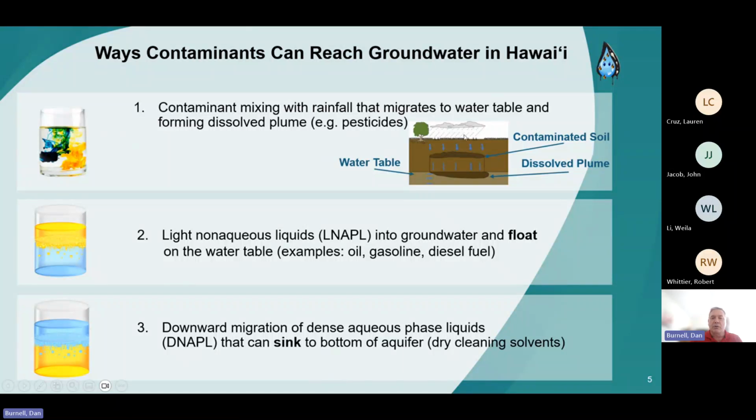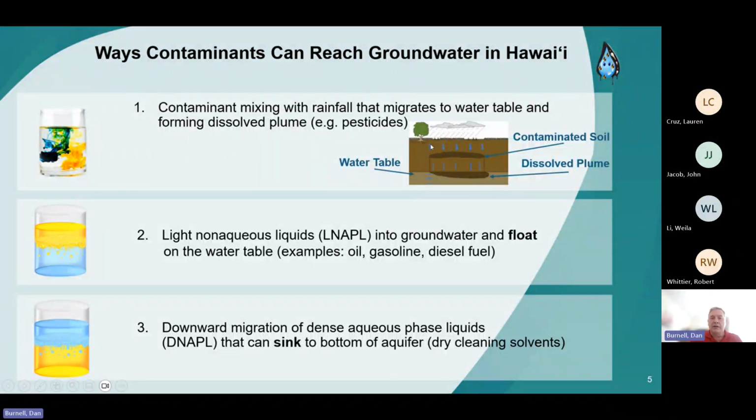And as additional rainfall occurs and more of the water goes down to recharge the water table, some of these contaminants can be carried along in a dissolved phase where they're mixed with the water, and they can eventually reach the water table and form what are called dissolved plumes.